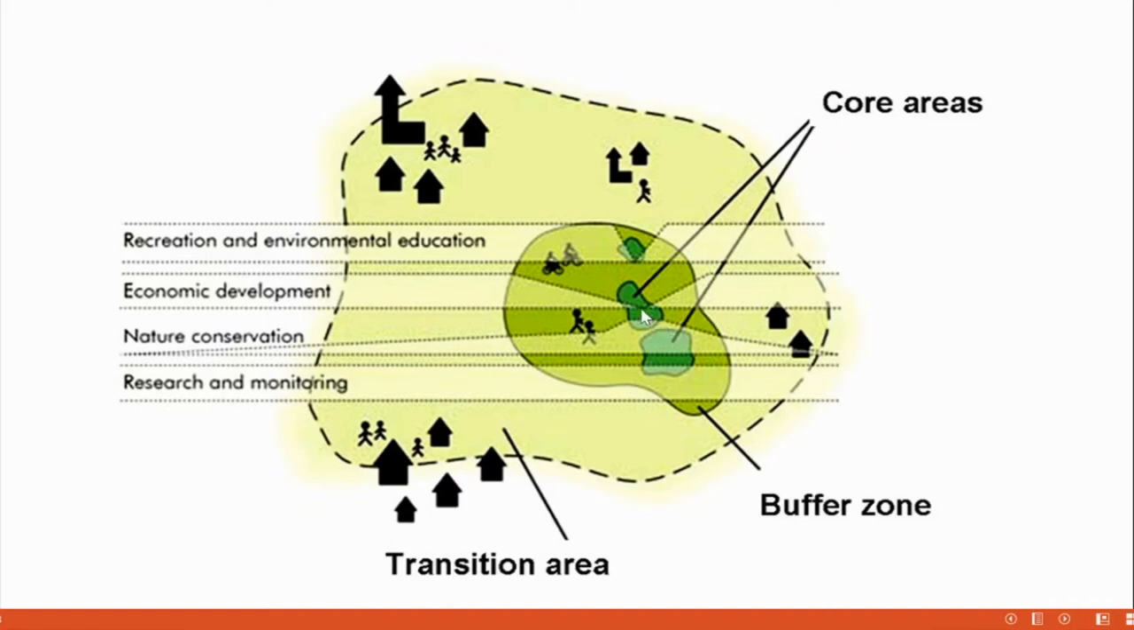Then coming to the core area, these dark green portions. There, recreation and environmental education is very little, not much supported. Economic development is not at all possible. Nothing is done for supporting the economy in core areas. That means we are not at all disturbing the natural form of the forest in this core zone. Nature conservation activities are given more importance in these core areas. And activities relating to research and monitoring are carried out to a lesser extent in the core areas. That's about these three areas. This is a very important question for your examination regarding the three areas of a biosphere reserve.